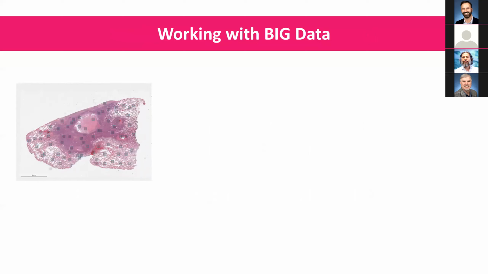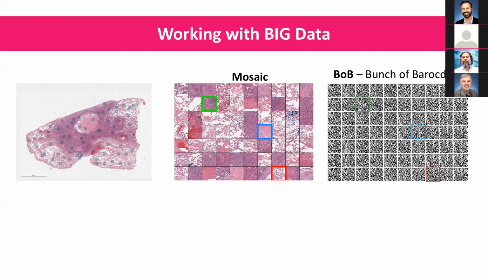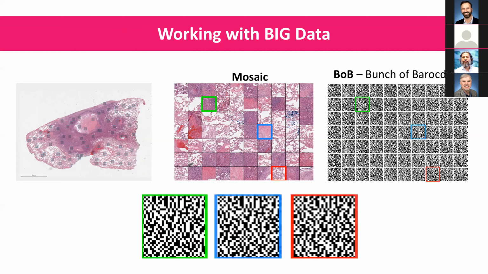The approach that we use is to look at those whole slide images and find patches that are relevant to represent the polymorphism of the tissue. We grab those patches and construct something that we call a mosaic. Here is a mosaic sample for the image on the left, and 3 of them have been randomly selected. Then we convert that mosaic to barcodes. This is what we call a bunch of barcodes, or BOB. Those 3 in green, blue, and red we can take out to look at them.